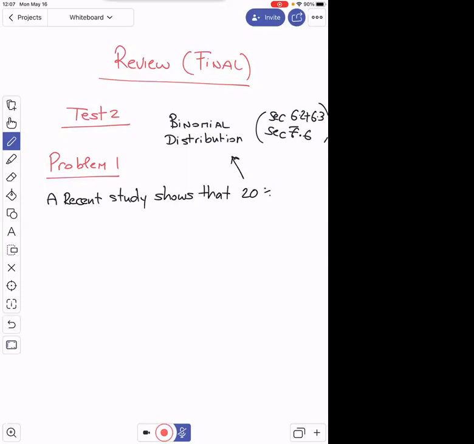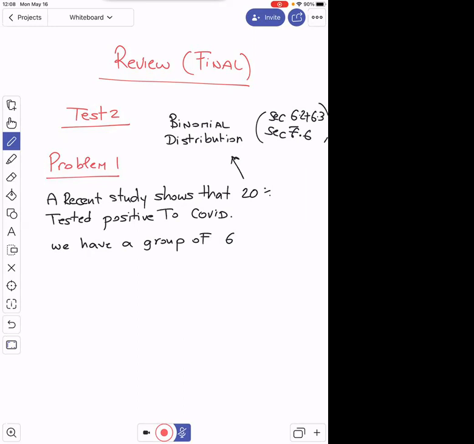It says that 20% of New Yorkers tested positive to COVID, etc. And then at the grocery store in the Bronx, there are 6 customers, right? We have a group of 6 people. So we have a group of 6.